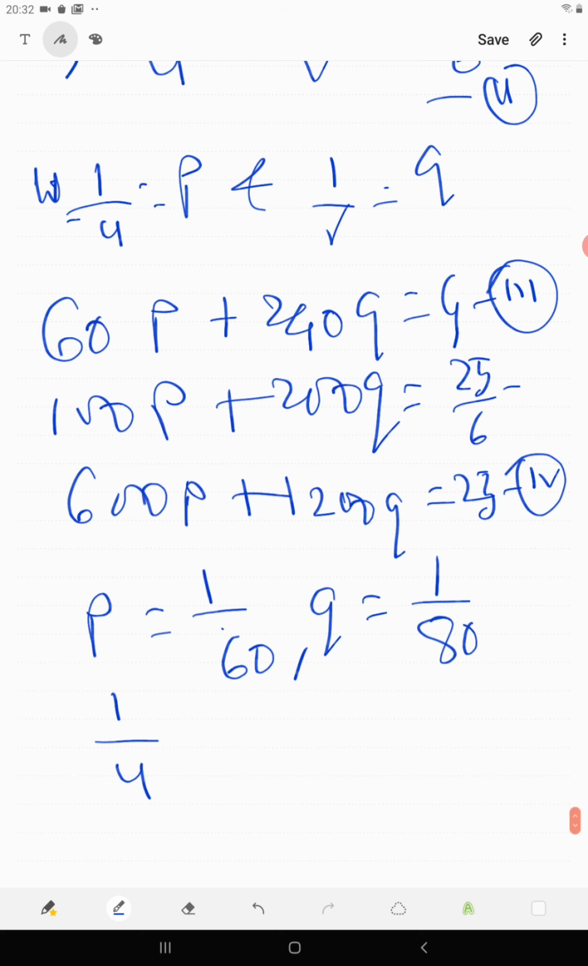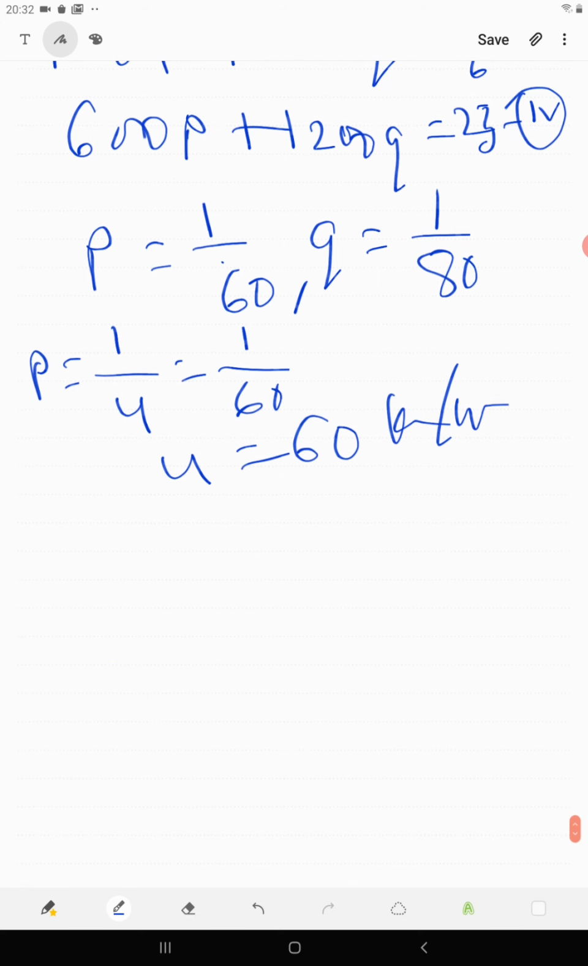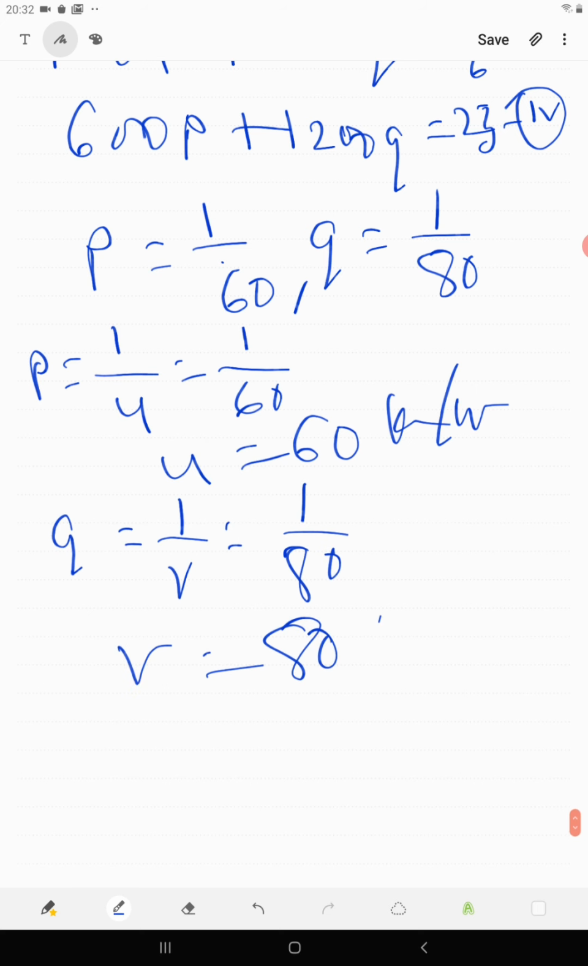So 1 by u equals to 1 by 60, because p equals to 1 by u is 1 by 60. So u is equal to 60 km per hour. That is the speed of train is 60 km per hour. And speed of bus will be q equals to 1 by v equals to 1 by 80. So v equals to 80 km per hour. So speed of train and bus is 60 km per hour and 80 km per hour. This is our answer.